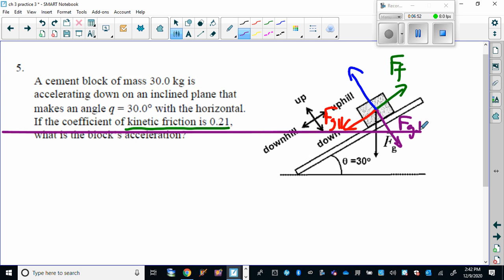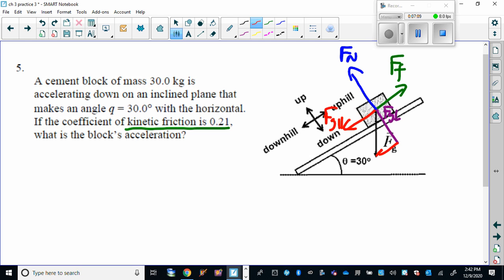And Fg perpendicular is always equal and opposite to Fg, the normal force. So it's the normal force. This one here is Fg perpendicular. And then, of course, we have this one right here, Fg parallel, which is essentially the component of gravity that's making it go down the ramp.